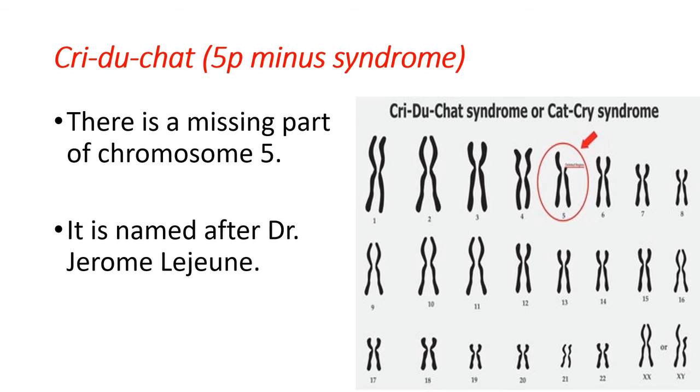Okay, so we have another autosome disorder. So we have your cri du chat. Actually it's a French word, or another name is the 5p minus syndrome, wherein there's a missing part of your chromosome number 5.